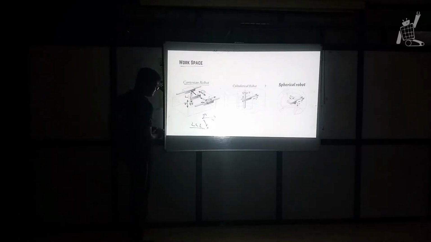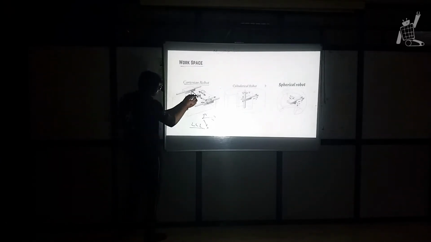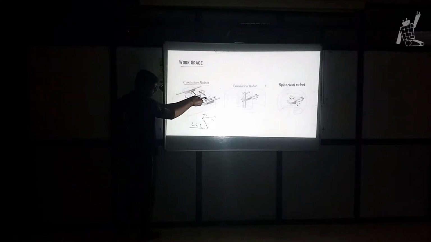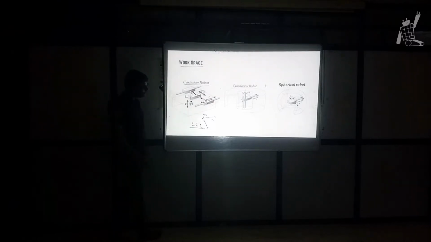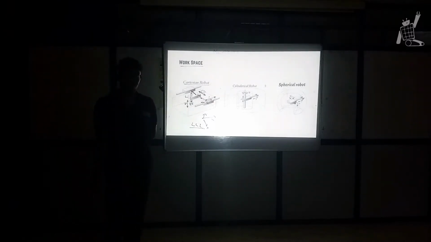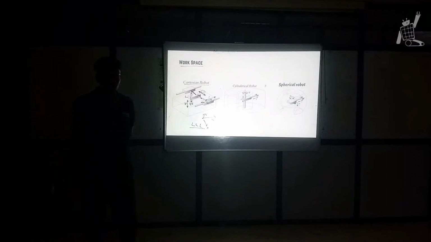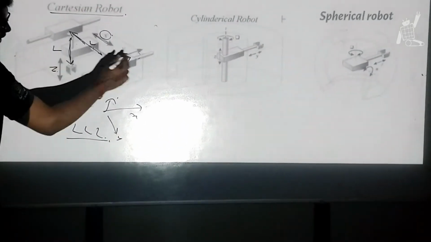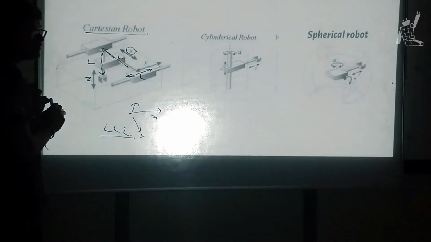When you see the workspace of the Cartesian robot, when it moves along the x and y axes, what is the figure that you will get? X means it is moving like this, y is moving like this. What is the figure that you will obtain? A rectangle or a square. If this also moves up and down, in 3D, what will you get? A cuboid. Yes, it's a cuboid. So its workspace will be a cuboidal workspace.